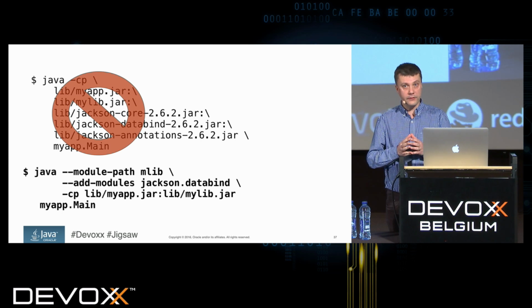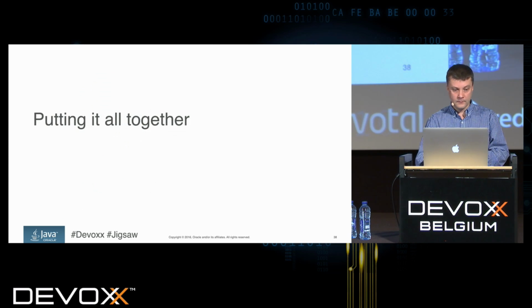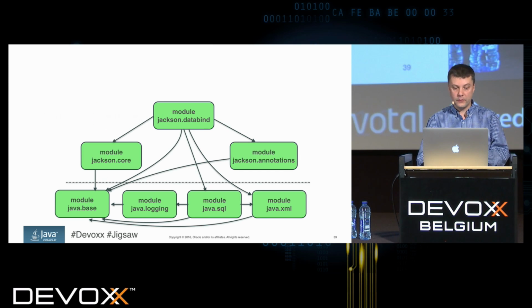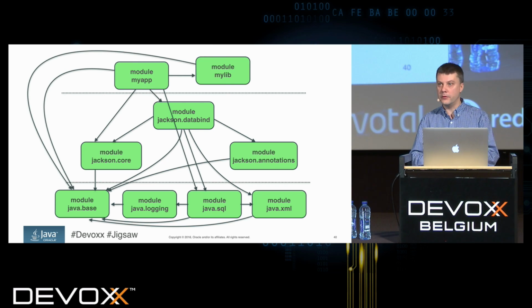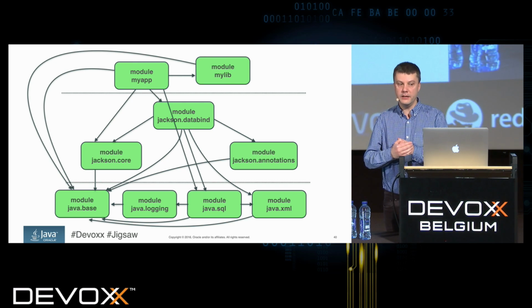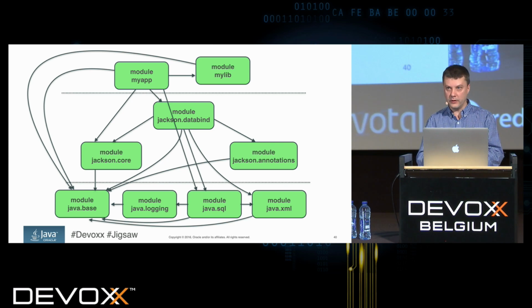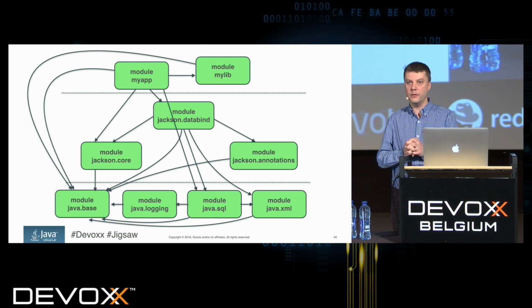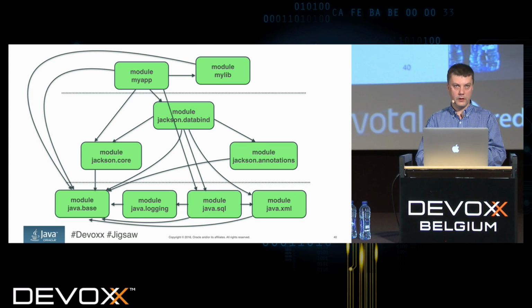So now we can start putting things together. In this part of the presentation, we've started at the bottom. We've migrated some of our libraries to modules. At the beginning of the presentation, Mark migrated myapp and mylib to modules. When we combine them together, we end up with this nice module graph where it's modules all the way from the bottom up, or from the top down. When I look at myapp and mylib, it's clear what they depend on. When I look at any of the jar files in the middle, it's very, very clear what they depend on.